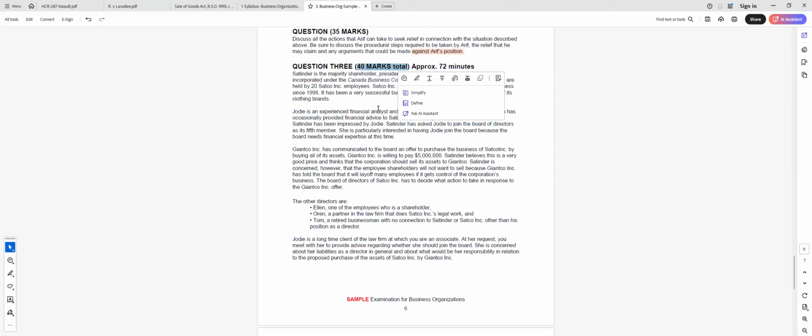Then comes 40 marks का. अगेन शेयर होल्डर आया, कंपनी से ही आया है, ये भी कॉर्पोरेशन साइड से ही आया है. Then 40 marks is there. So the majority shareholder, president and director of facto incorporation or corporation incorporated under federal law. The other shares of are held by 20 so and so incorporated employees.